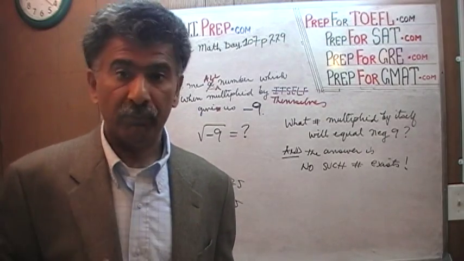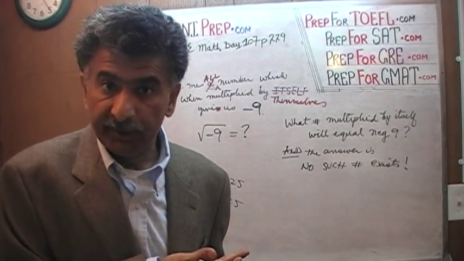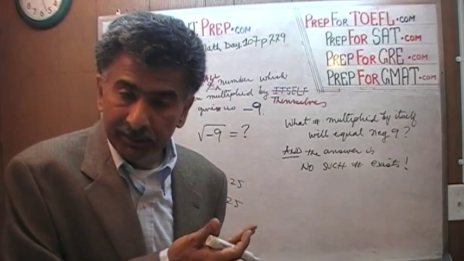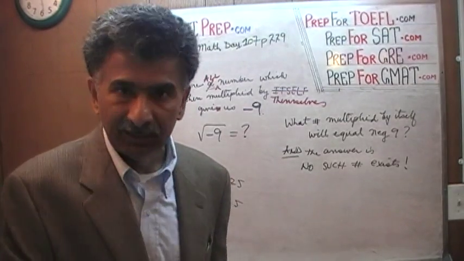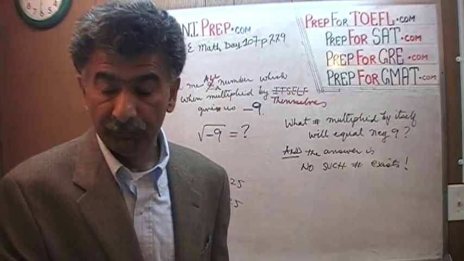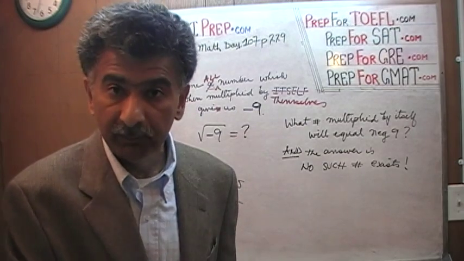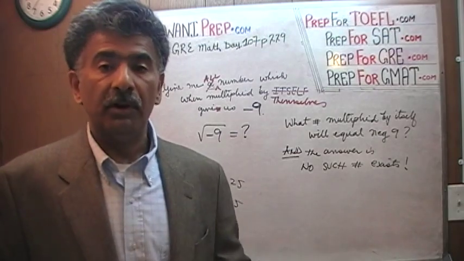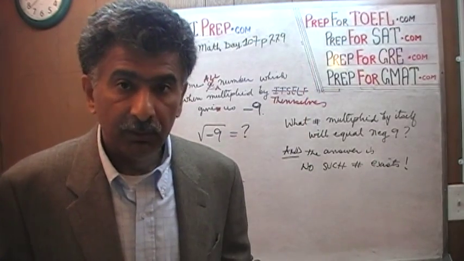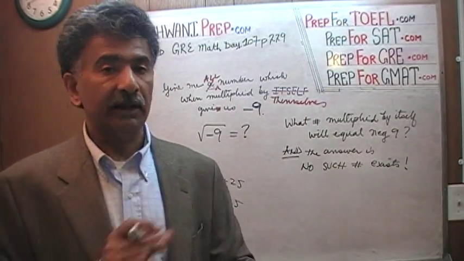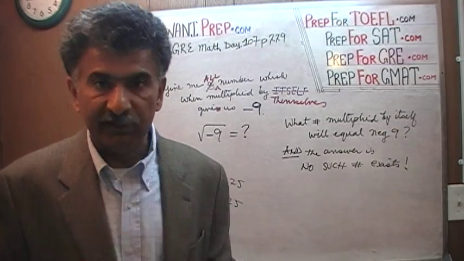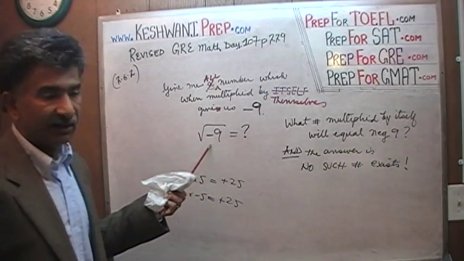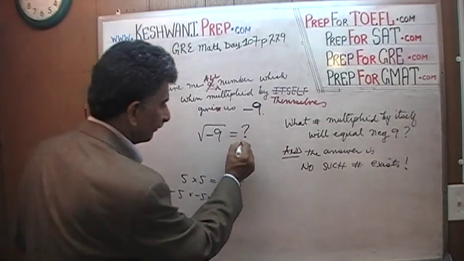It's going to result in a positive quantity. Or if the number that you're starting out with is negative, then that number multiplied by itself, which in essence is negative times negative, will result in a positive. It is not possible for a number to multiply by itself and result in a negative quantity. It is impossible. It does not exist. No such number exists.